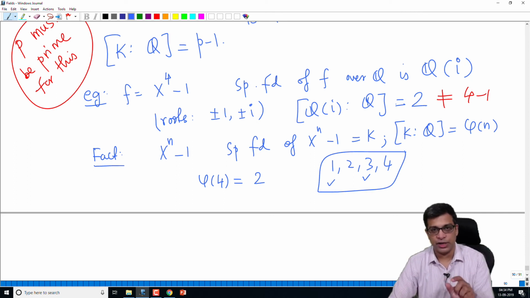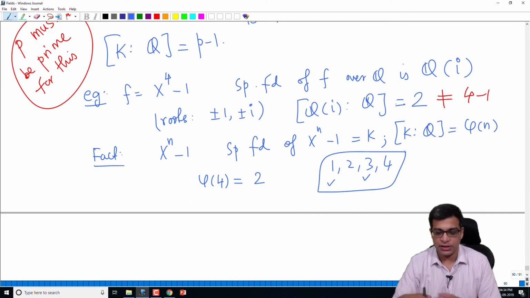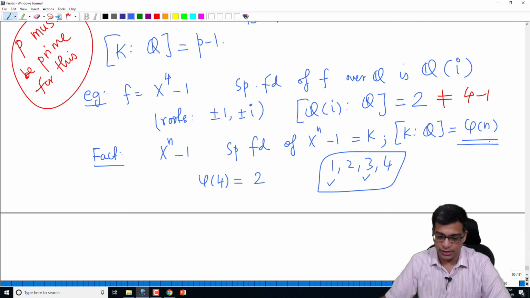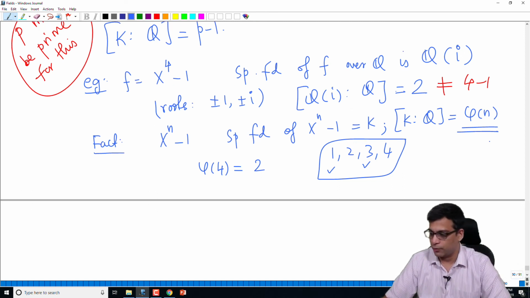So there are exactly two numbers less than 4 that are coprime to 4. In general, that's phi(n). But that requires a theorem. Such things are called cyclotomic extensions. And as I said, we are not covering everything in field theory, right? Very important things are not there in this course. And one of those is called cyclotomic extensions, which you'll learn in a more advanced course in field theory.